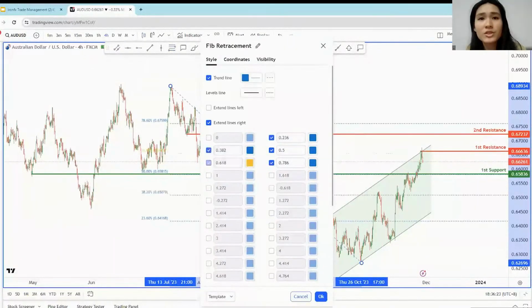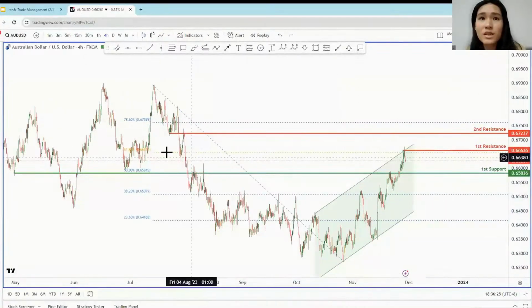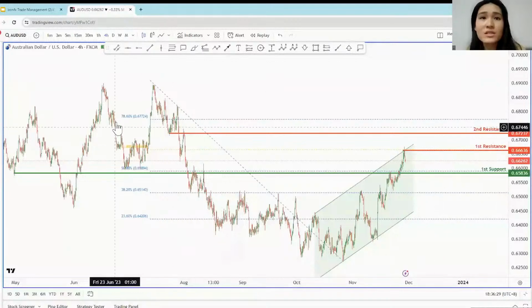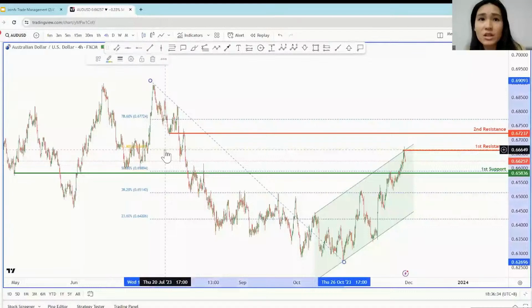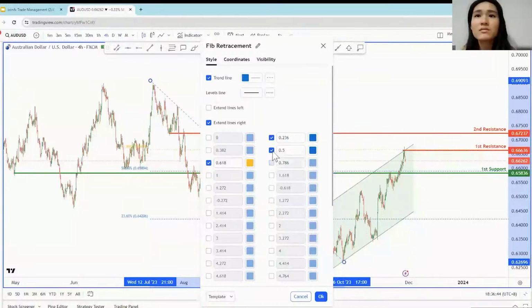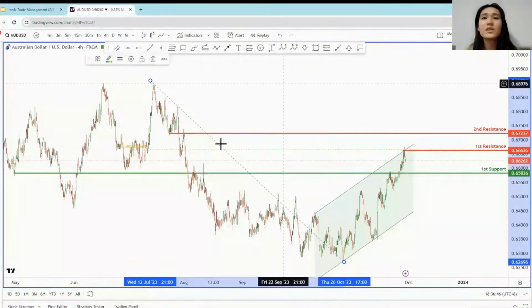So here I'm looking for retracement. Okay, I see my 61.8 lining up with my first resistance. Remember, even though this 50% lines up, it's no longer valid because price has already broken out of it.